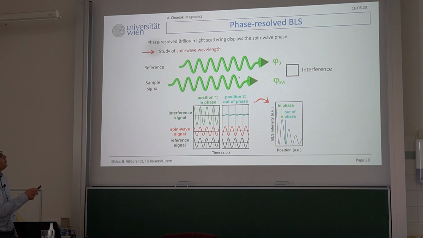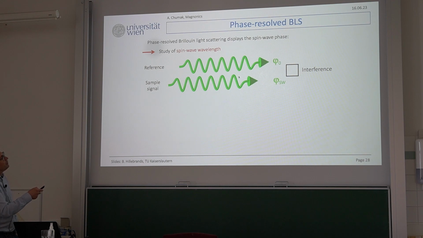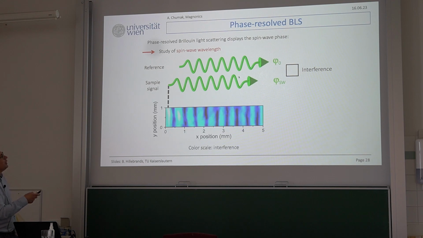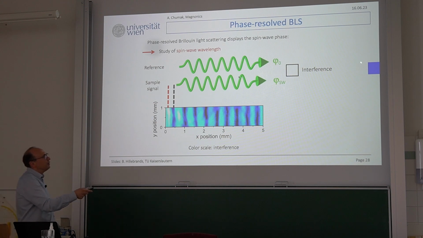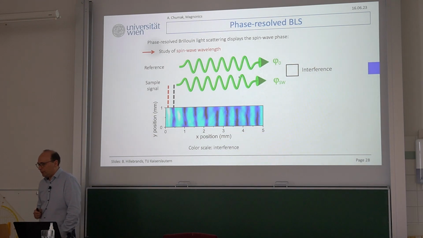So how does it work? It works the following way. So here is a reference, and here is a sample signal. And if you have a situation like it's shown here in this animation, you see now they are in anti-phase, and it means that we have a white signal. So the signal scattered by the spin wave and your reference signal are in anti-phase, and you have a white spot. Then if you change the position where you scan, after some point you will reach the situation when your reference and scattered light are in phase, so they will be blue. It means that they are in phase.